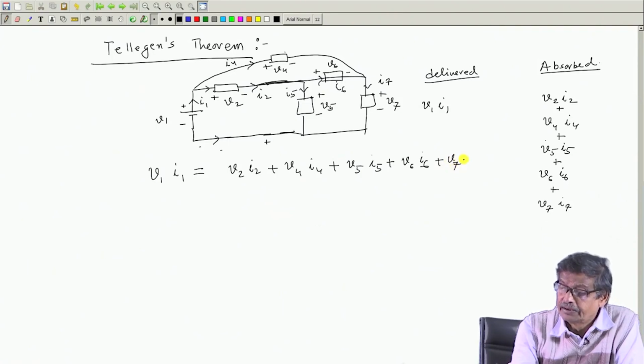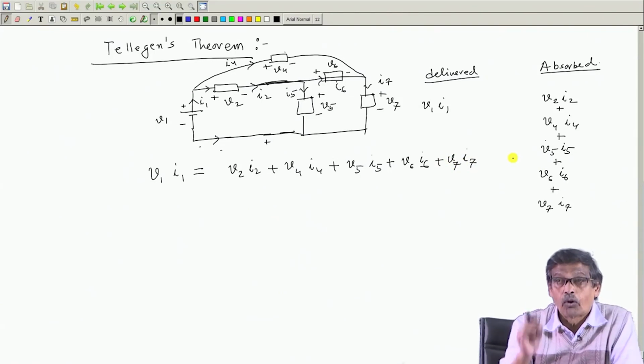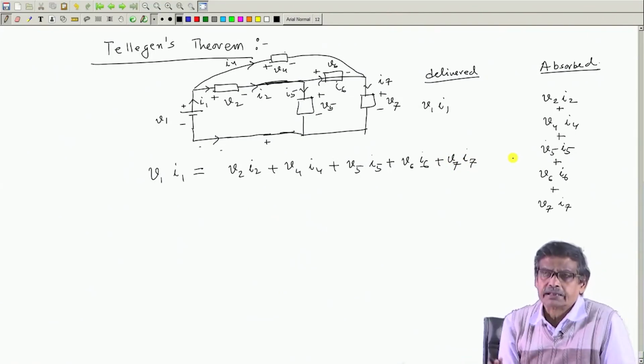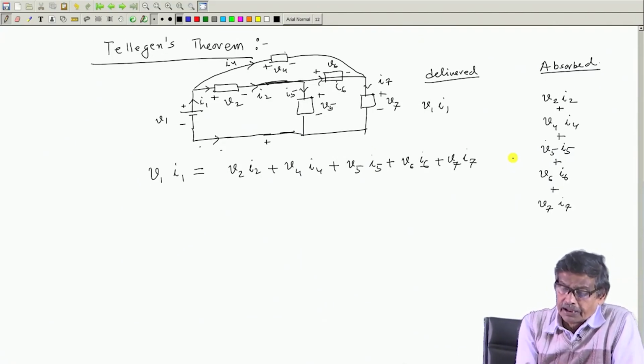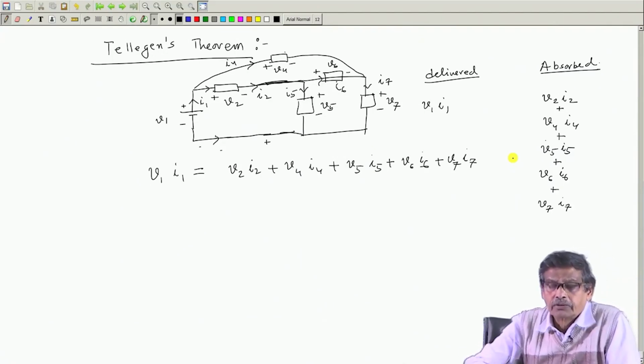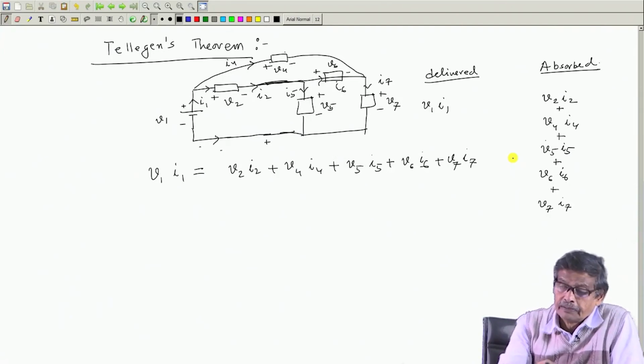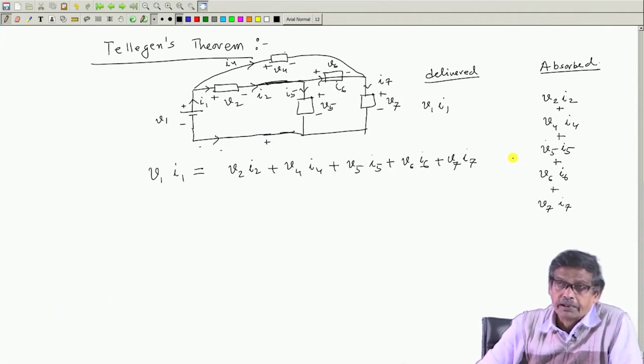This we have learned, in any network it has to happen. It has to happen at all times, even if they are time varying. So, volt ampere supplied, power supplied instantaneous, must be equal to the sum of all the powers of the other elements.